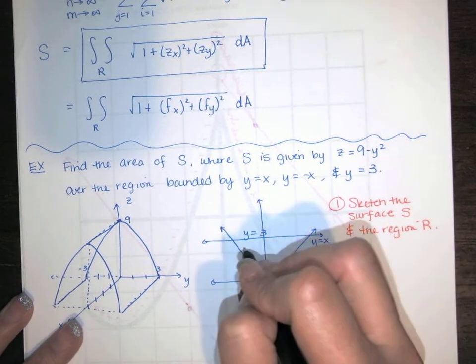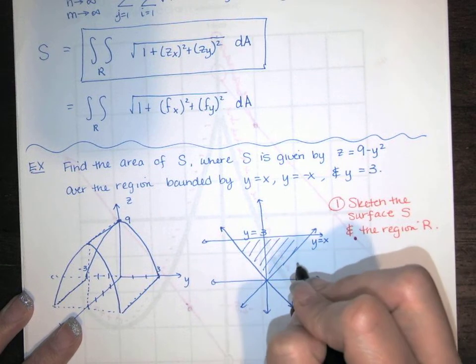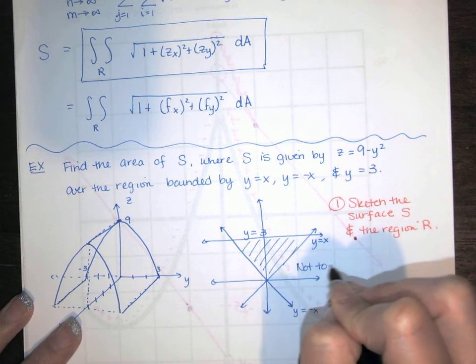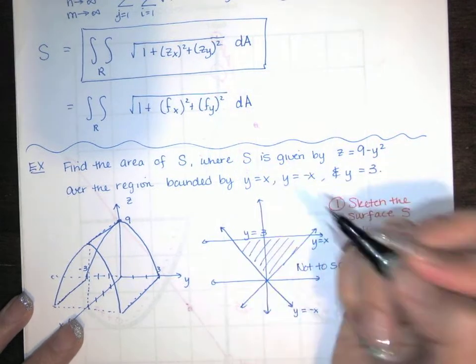Haven't done the best job. It should be much more symmetric than that. We'll say not to scale. That's fine. Okay.